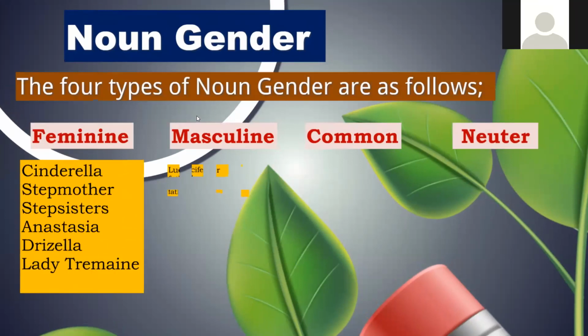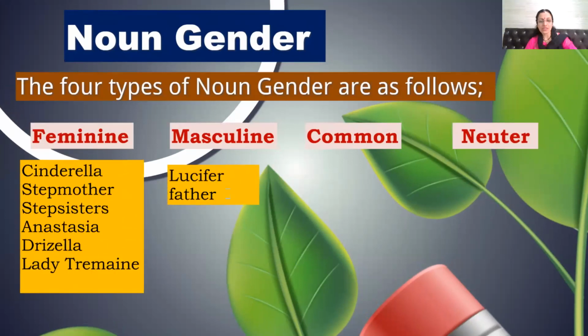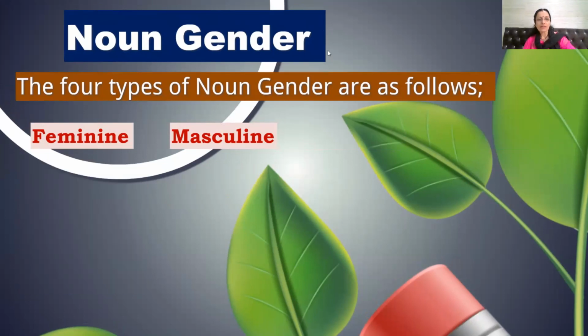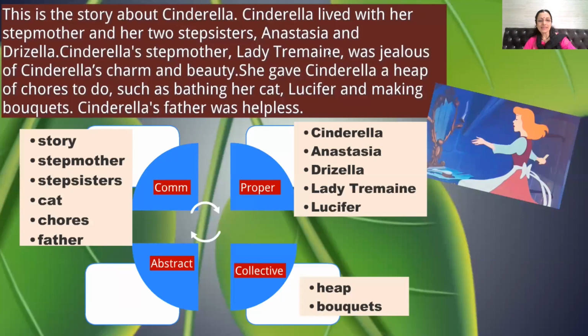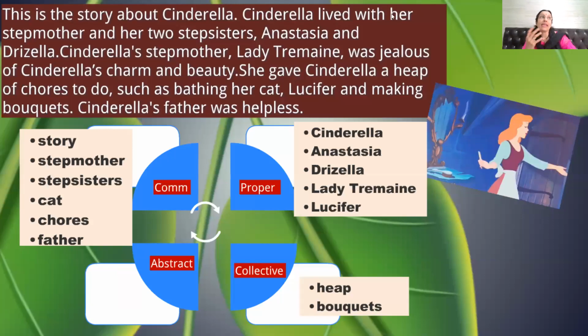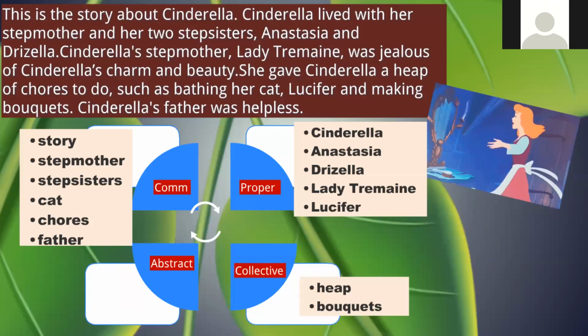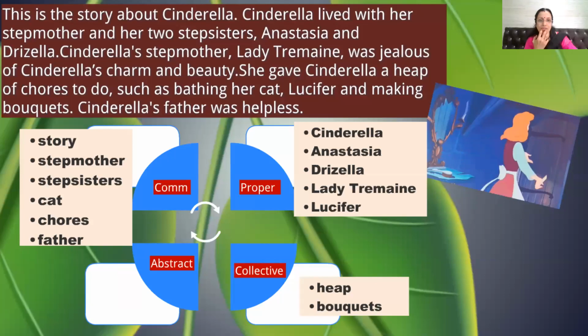We did not ask for the common gender and neuter gender, I'm so sorry about that. What were the common genders? Let me go back to the passage. What are the common genders you see here? It could be anybody. Cat. It could be a man or a lady. Cat could be masculine or feminine. Which other word?